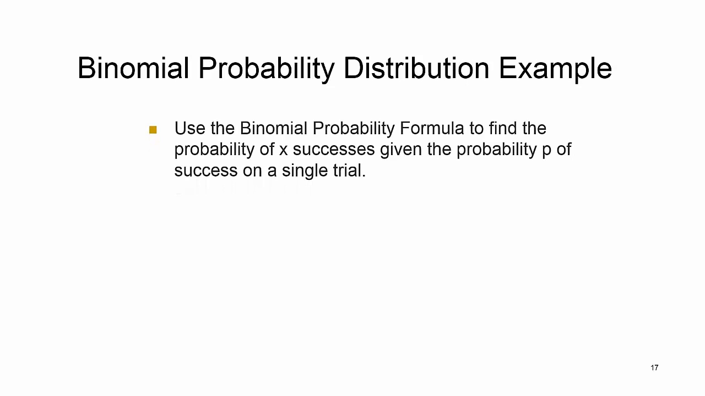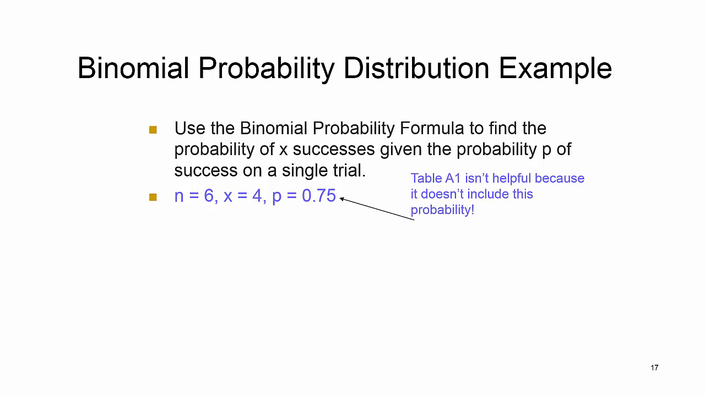Next, let's use the binomial formula to find the probability. So n is 6, x is 4, and P is 0.75. So table A1 isn't helpful because it doesn't include this particular probability. So we have to use the probability formula. P of x is nCx times p to the x times q to the n minus x.